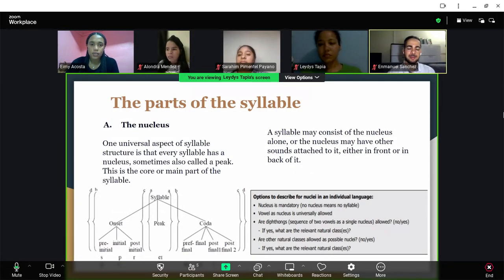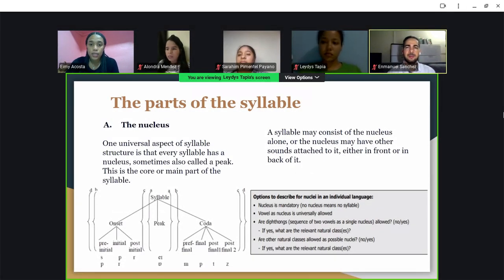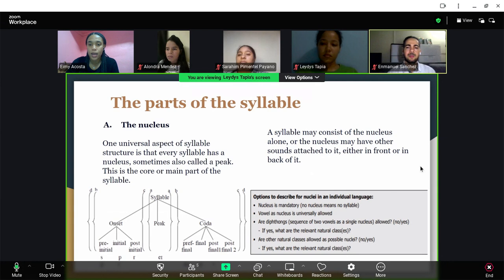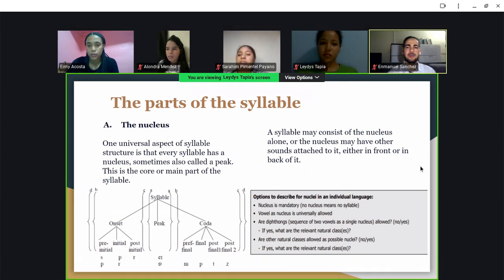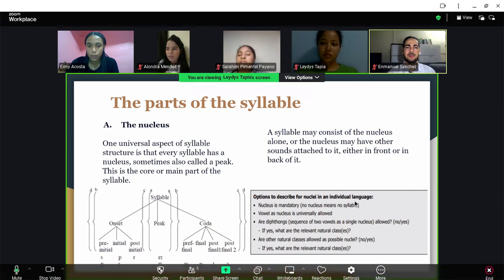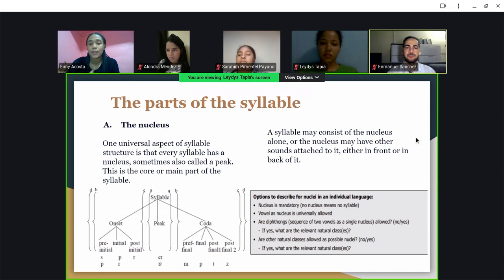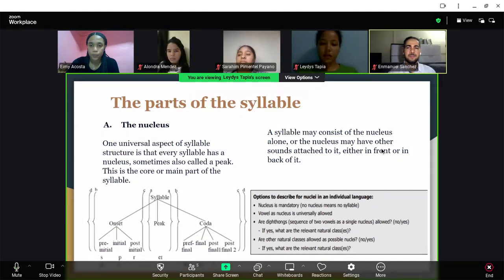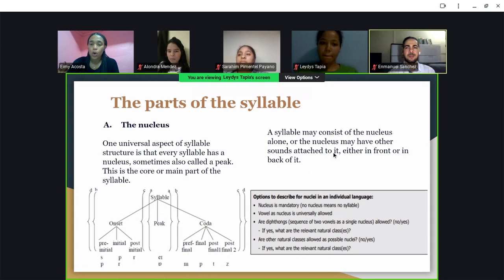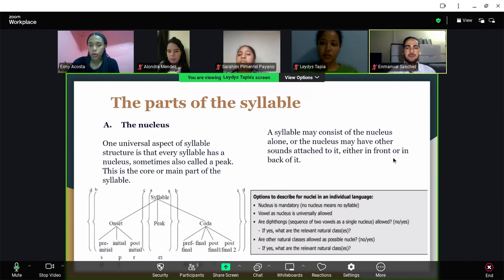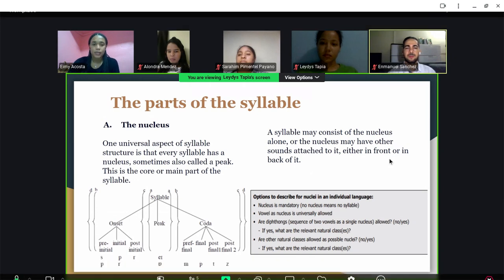Okay, these are the parts of the syllable as well, and we can see here some options to describe the nucleus, that is the most important structure of the syllable. The nucleus is mandatory, and most of the time a vowel is the nucleus of the syllable. A syllable may consist of the nucleus alone, or the nucleus may have other sounds attached to it, either in front or in the back of it.